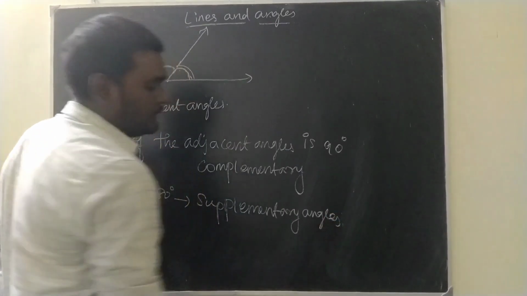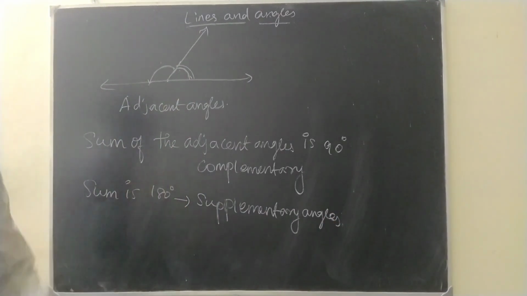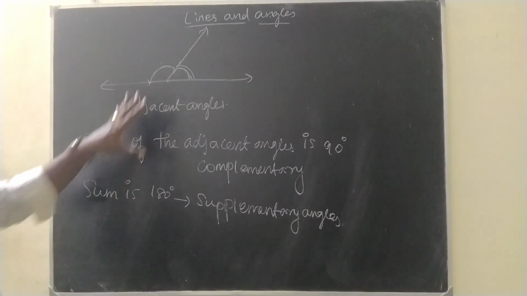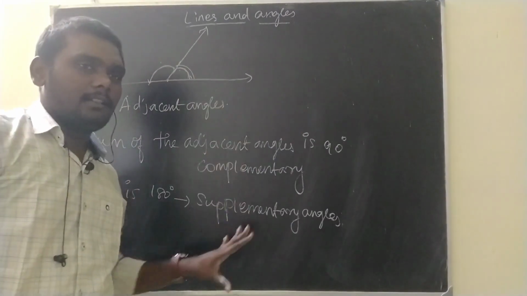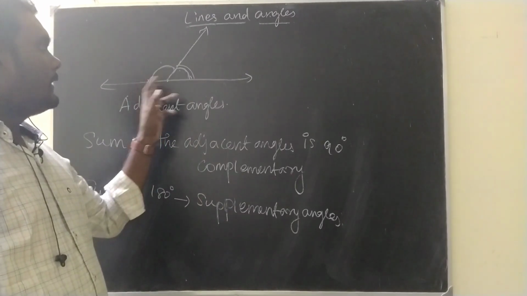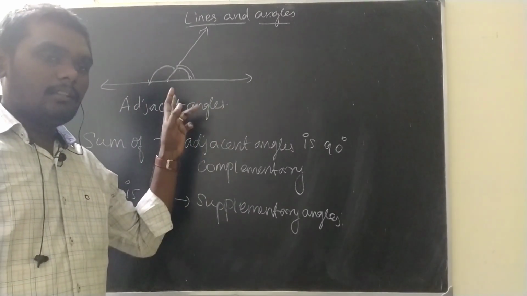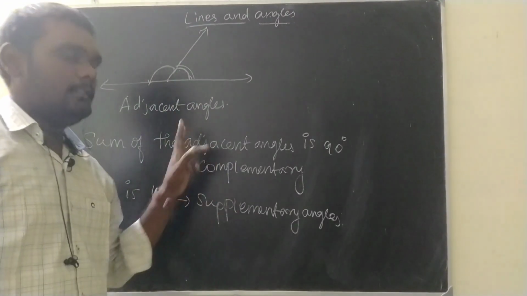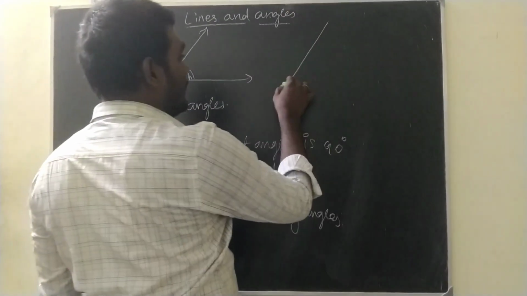Those two angles are called supplementary angles. This happens only for adjacent angles. In this case, this is a straight line. This also includes a case where it is not a straight line.